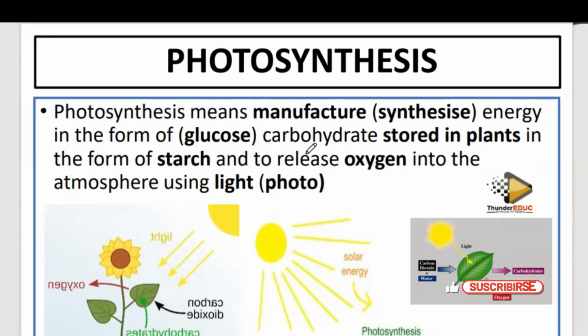of carbohydrates. We will understand the difference between glucose and carbohydrates. Stored in plants, when you say glucose, it means glucose is an example of carbohydrate. Carbohydrates are energy giving foods, and they are basically produced from the plants. So this glucose is an example of a carbohydrate. These plants have a special way of storing this glucose. The stored form of glucose is called starch.